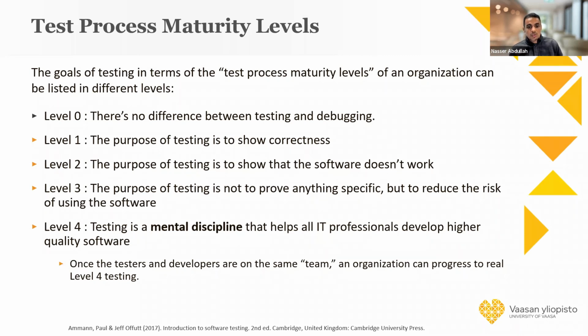The second level is where the purpose of testing is to show that the software does not work. In history, some people used a destructive approach. We have input that leads to correct output, but here they also try to check the system with incorrect input. For example, if the system accepts only numbers, we try what happens if we input a string or a special character.